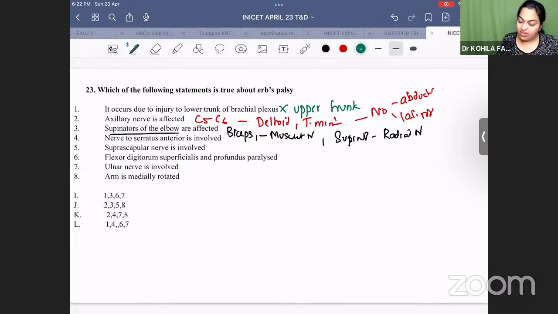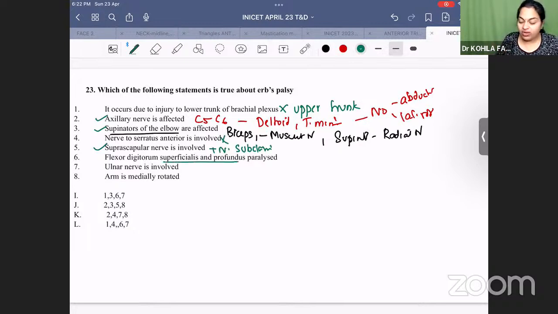Of course, this statement is also correct. So 2 is correct, 3 is correct. Nerve to serratus anterior is not involved. What is its root value? C5, C6, C7. Suprascapular nerve and nerve to subclavius emerge from Erb's point, so that statement is correct.